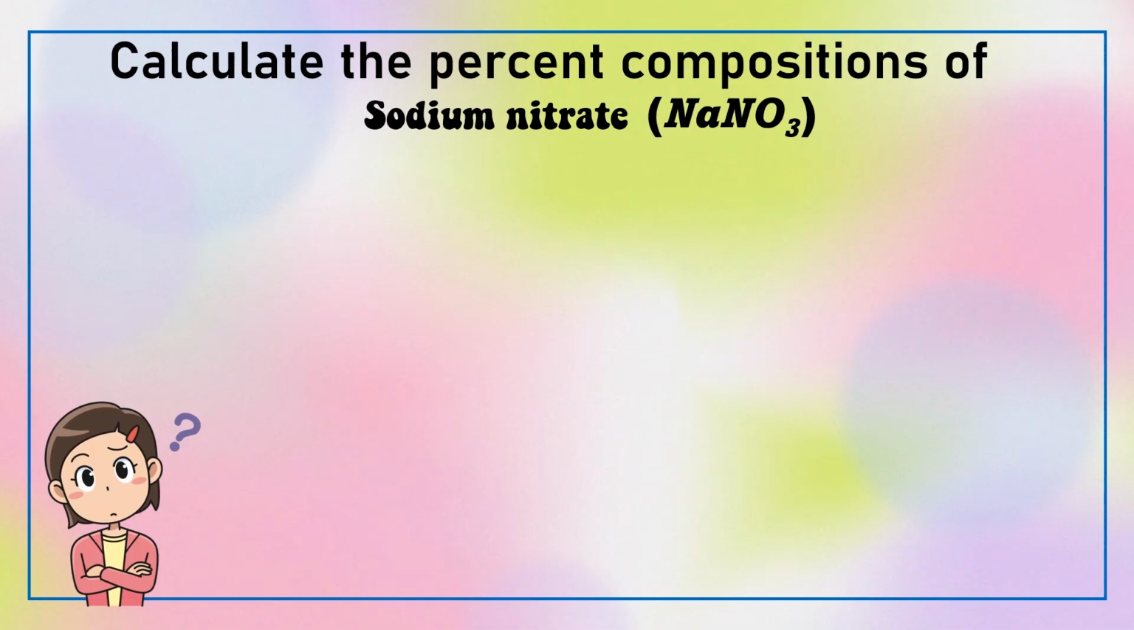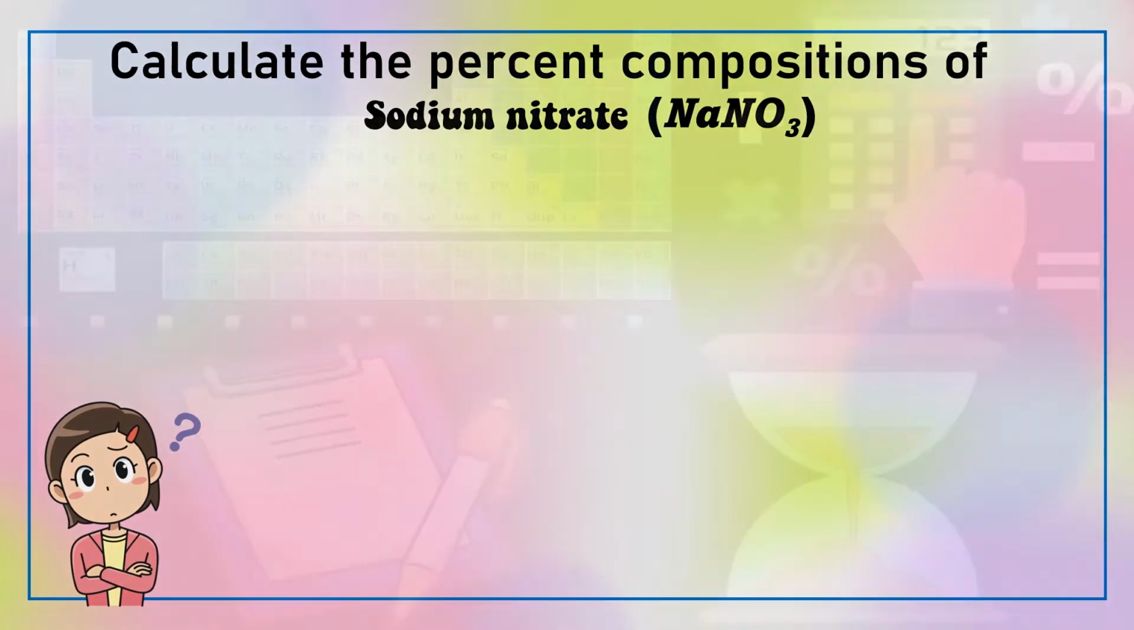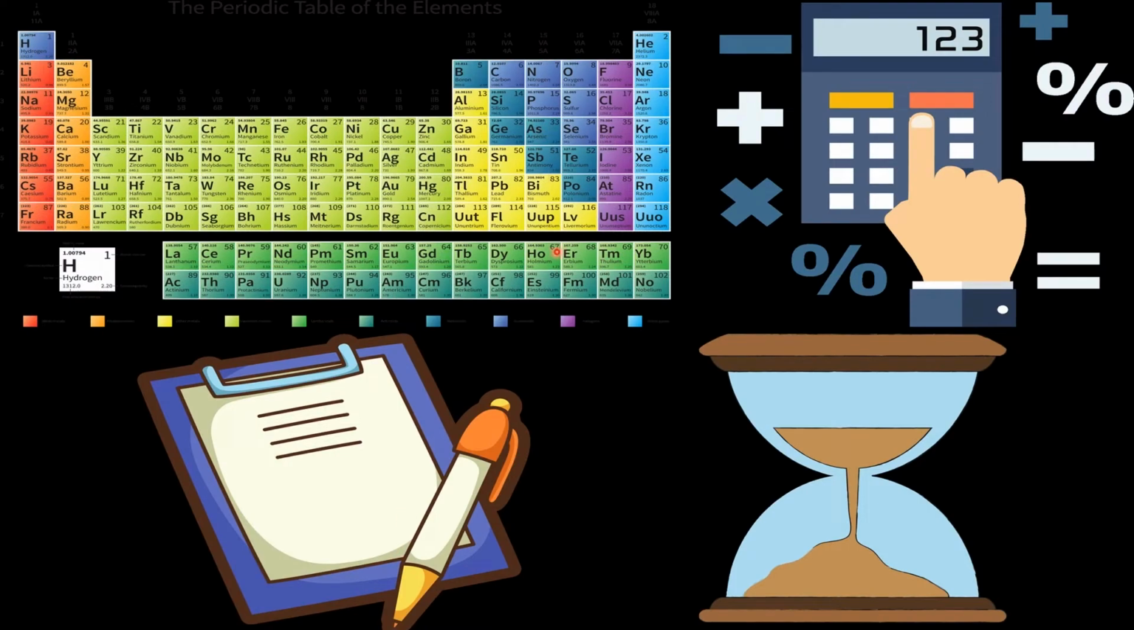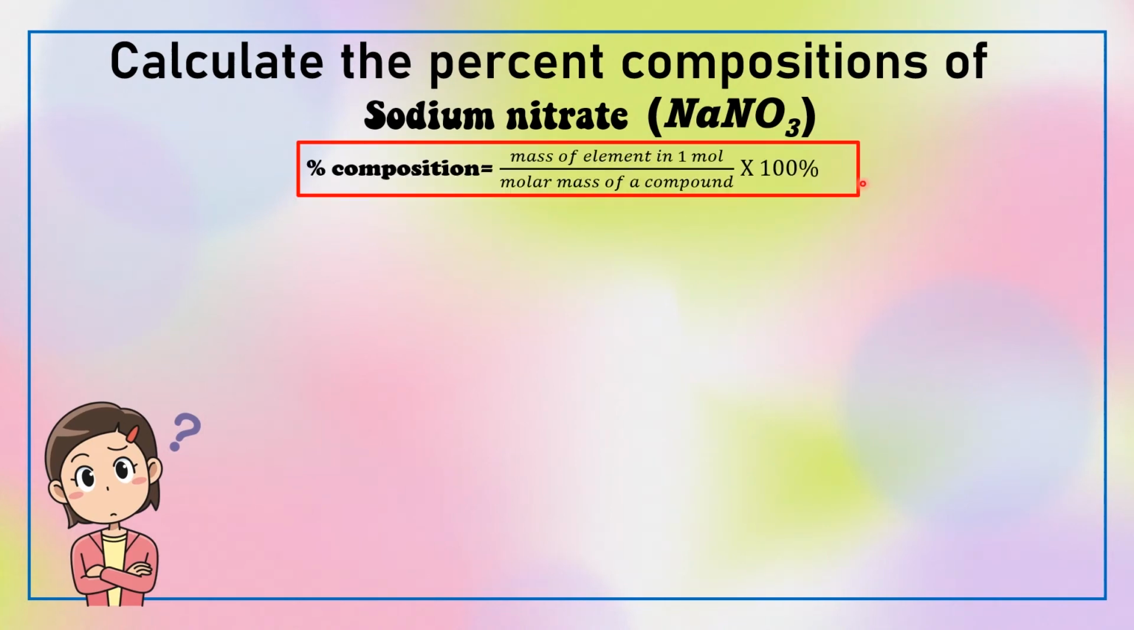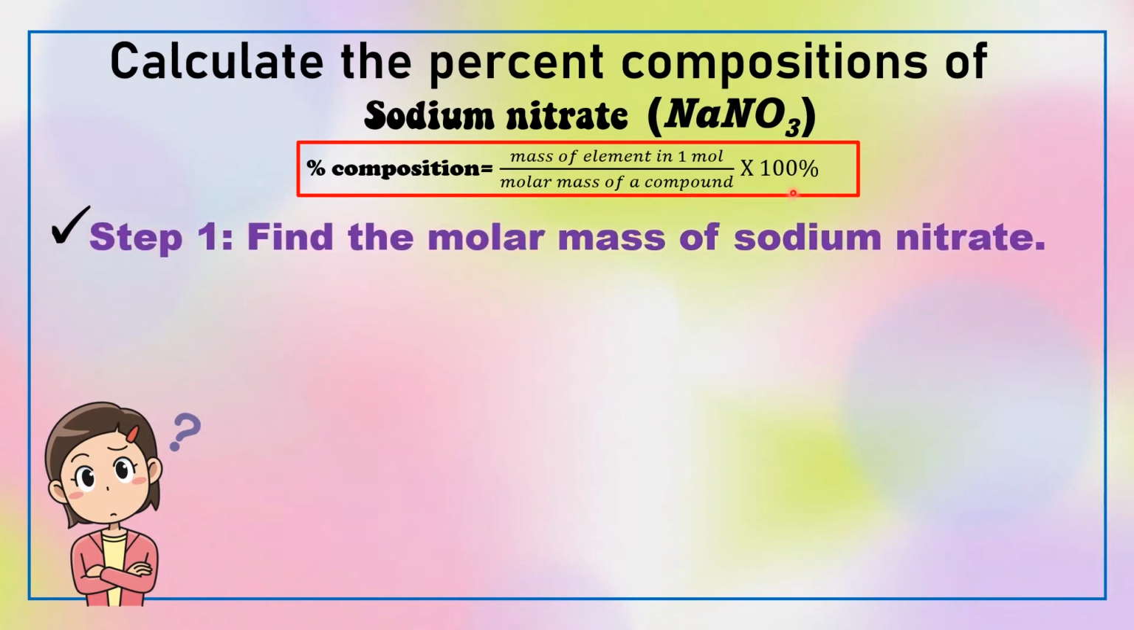Now let's calculate the percentage composition of sodium nitrate, or NaNO3. But before that, I want you to grab your periodic table of elements, your calculator, your pen and paper, and bring with you a lot of patience. Using the percent composition formula, mass of each element in 1 mole divided by the molar mass of a compound times 100%. So let's proceed to step 1.